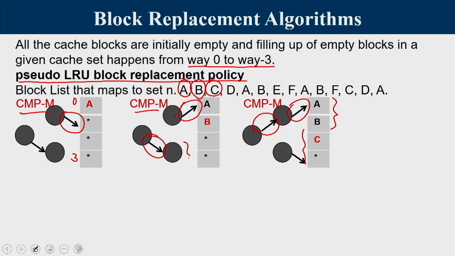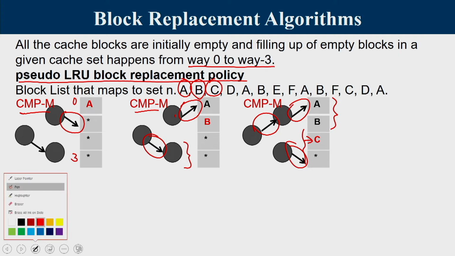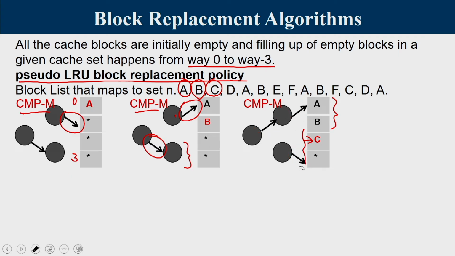Here there were no arrows because the lower portion was not accessed. Now, for accessing C, you go to this particular block. Since I am going to that block, this arrow should point to the other one. So, these positions indicate which is the pseudo LRU position.